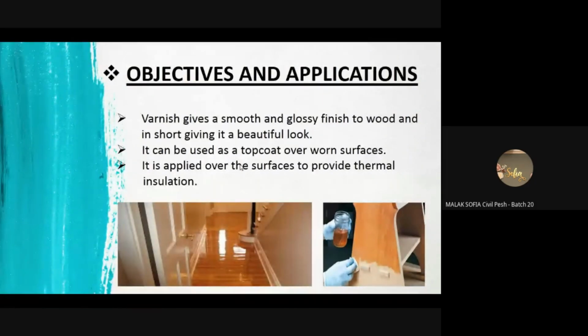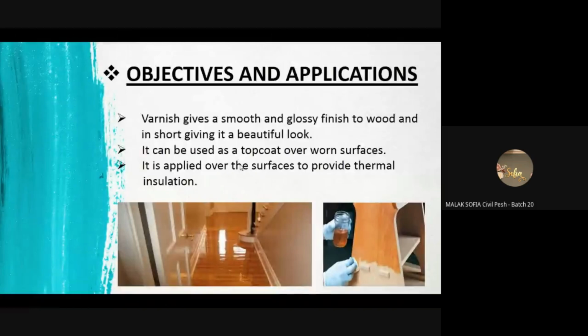It can be used as a top coat over worn surfaces. It can also be used over surfaces which are exposed to more load, in order to resist those loads and to remain in their original look. It is used as a top coat. It is applied over the surface to provide thermal insulation.